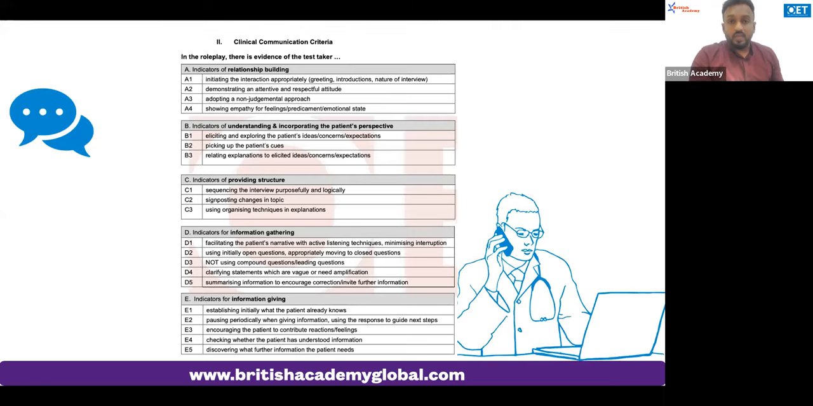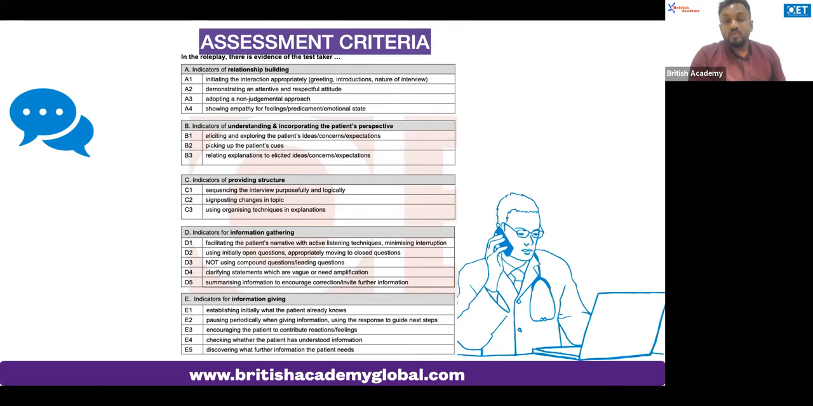Now, the other one is clinical. They check whether you are able to initiate relationship building, that is rapport building. So initiating the interaction appropriately: are you able to greet? Are you able to introduce yourself? It should seem like an interview. When a person listens to you, it should seem like an interview. So you need to make sure first you introduce yourself. The introduction needs to be clear.